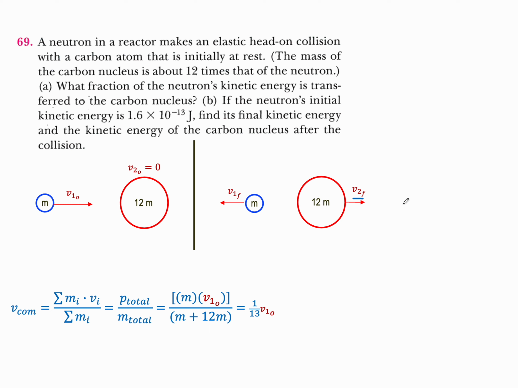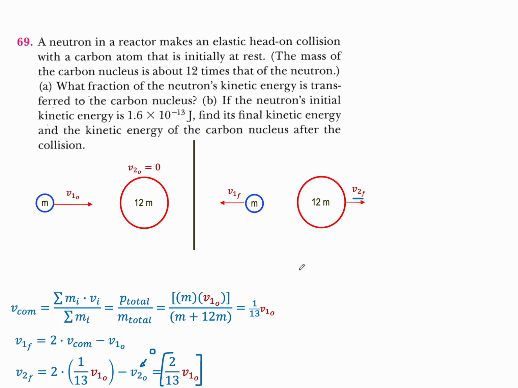To find the final velocity of the carbon nucleus, I'm going to use this equation. This equation would give us the final velocity of the neutron. But in this case, I'm actually interested in the final velocity of the carbon atom. So v2 final is 2 times the velocity of the center of mass, the 1/13 v1 initial, minus the initial velocity of the carbon nucleus, which in this case is 0. And so in this case, 2/13 times v1 initial. This is going to be the final velocity of our carbon nucleus.